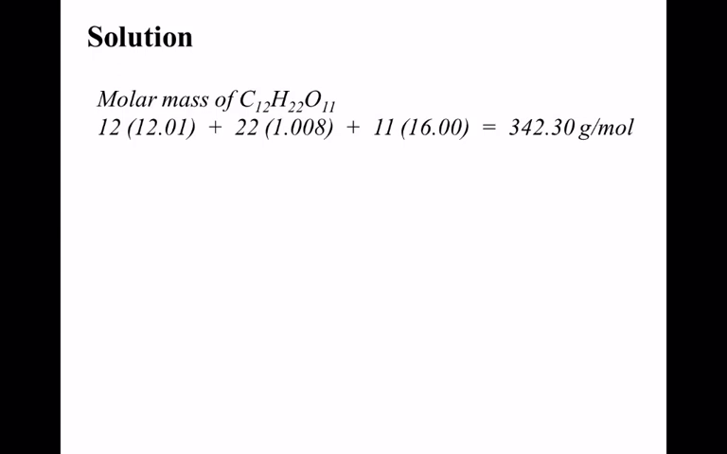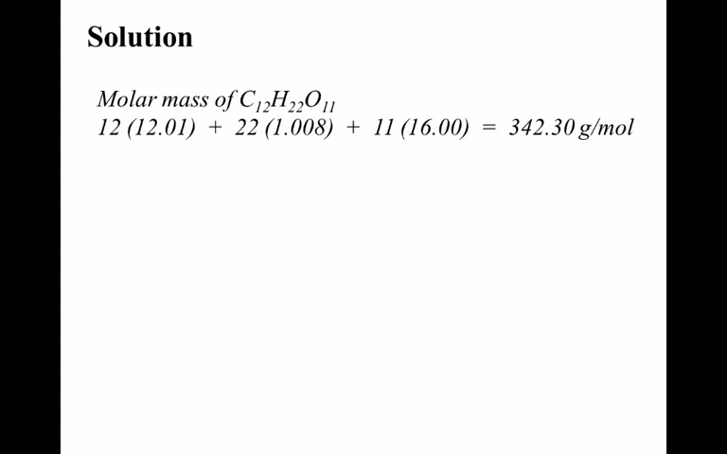If we take 12 times 12.01 for carbon, plus 22 times 1.008 for hydrogen, plus 11 times 16.00 for oxygen, we add them all up and we get the molar mass, the grams per 1 mole of sucrose, which is 342.30 grams of sucrose per mole of sucrose.